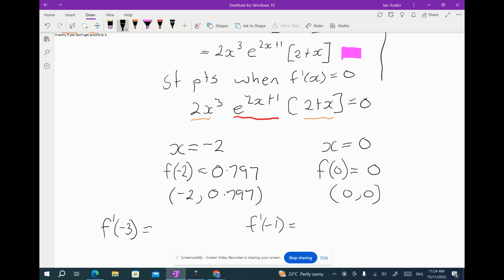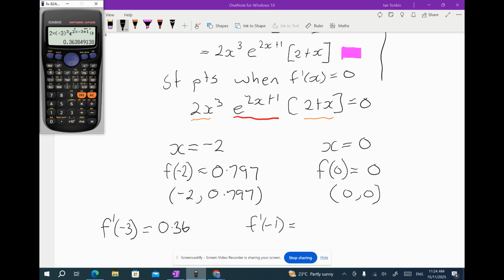Where's my pen? I have that right on. 0.36. And now all I have to do is go back to my calculator and change that to negative 1 all the way through.